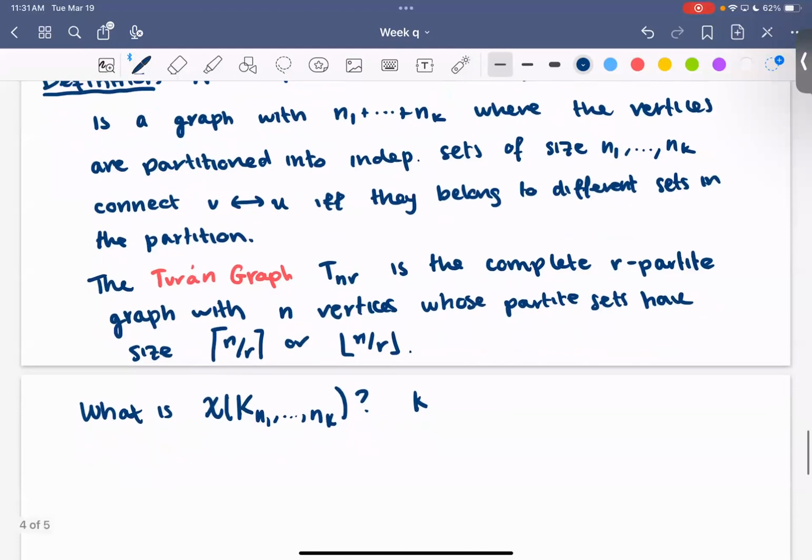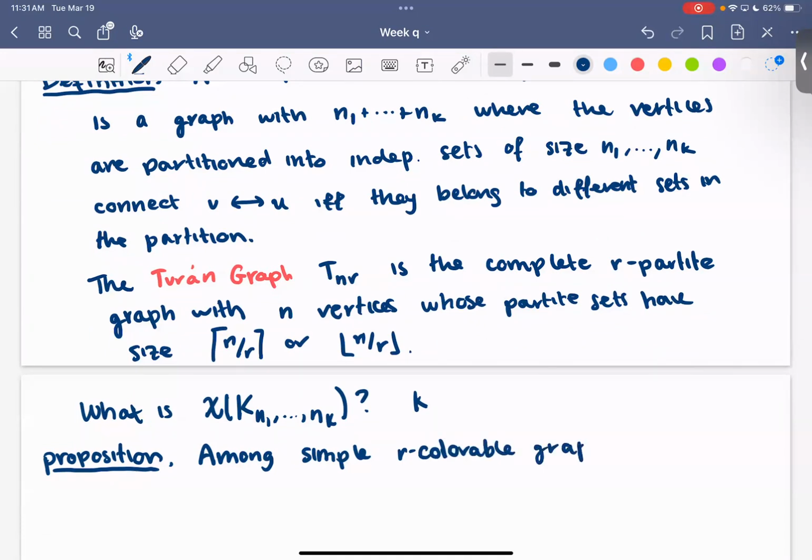And here's a proposition. It says among simple r-partite graphs, or maybe I'll say r-colorable graphs, with n vertices, the Turan graph is the unique graph that has the most possible edges.